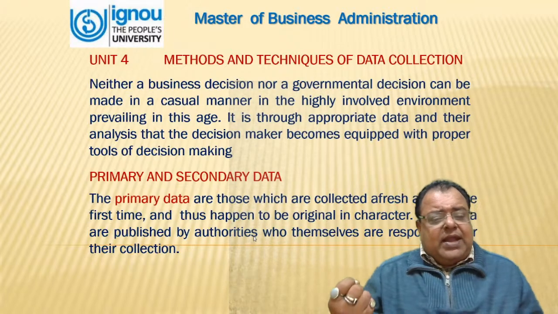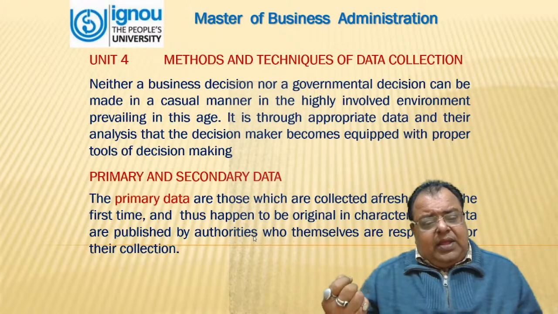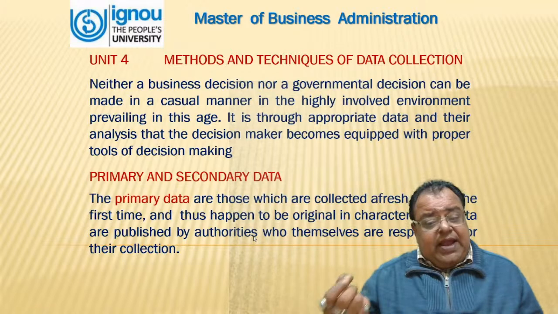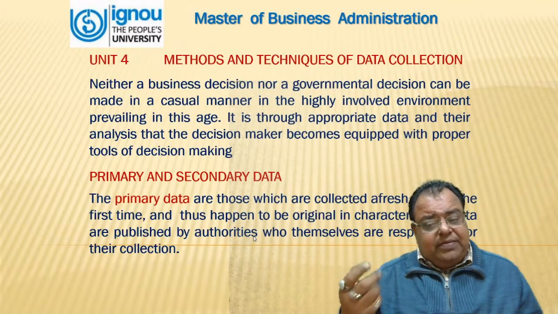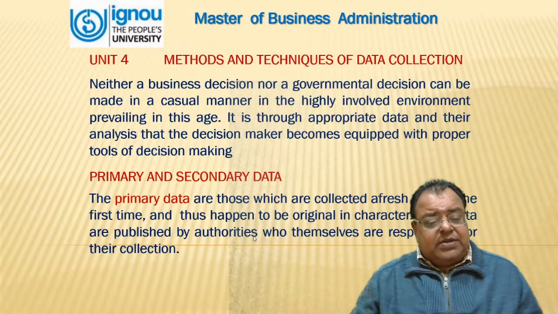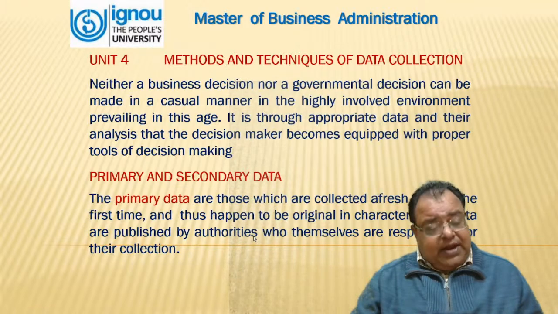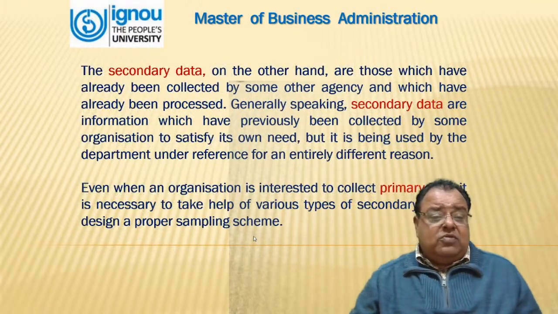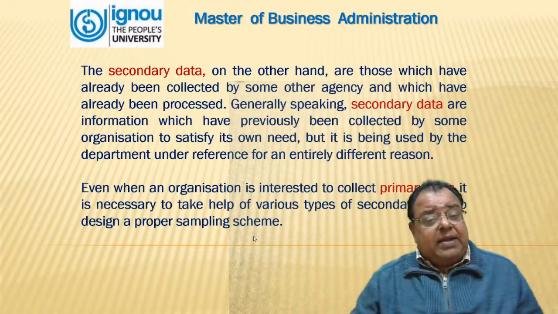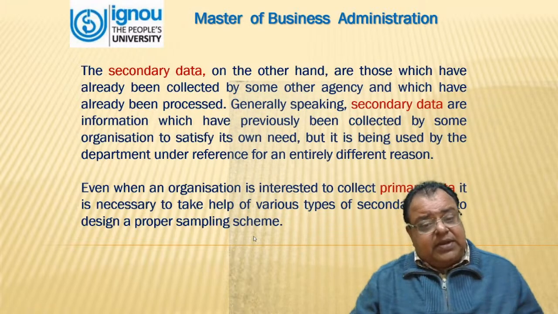Now, data can be classified as primary data and secondary data. The primary data are those which are collected afresh and for the first time, and thus happen to be original in character. Such data are published by authorities who themselves are responsible for their collection. Whereas the secondary data, on the other hand, are those which have already been collected by some other agency and which have already been processed.